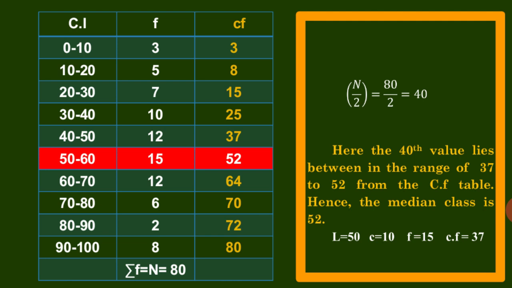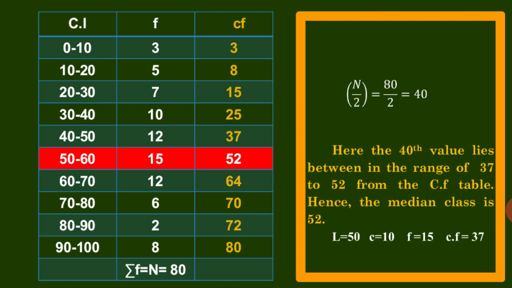In the same row of the median class, we have the class interval 50 to 60 and the frequency 15. So our L value is 50. What do you mean by L? The lower limit of the median class. That's why we are choosing the class 50 to 60.